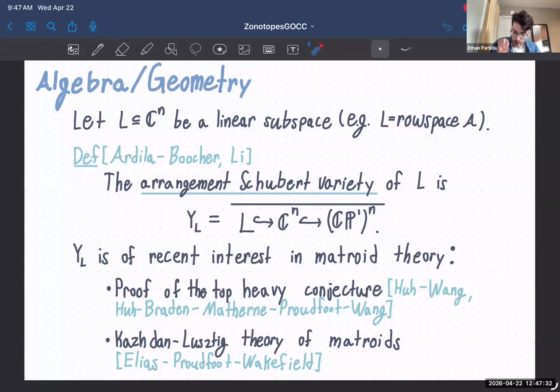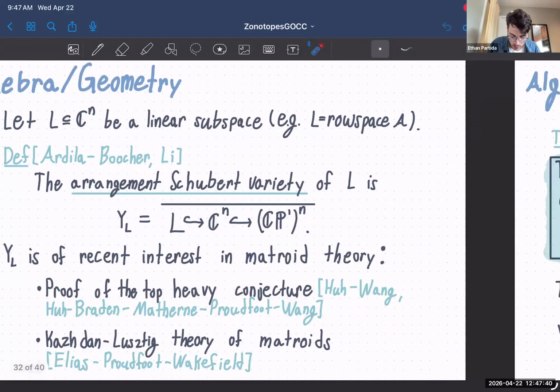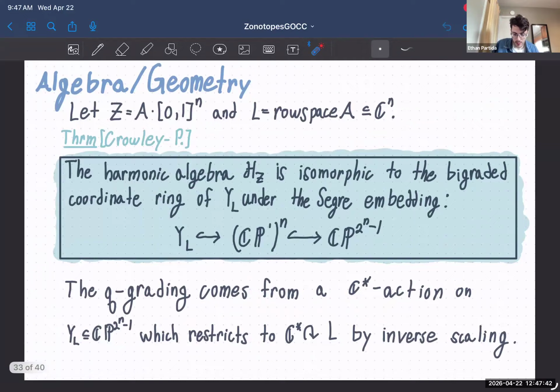And this is a nice variety and is of interest in matroid theory, but I'll maybe breeze past that for now. But our theorem is that this variety has another nice interpretation, and it has an interpretation in terms of the harmonic algebra of a zonotope. So the harmonic algebra will be one of its coordinate rings.